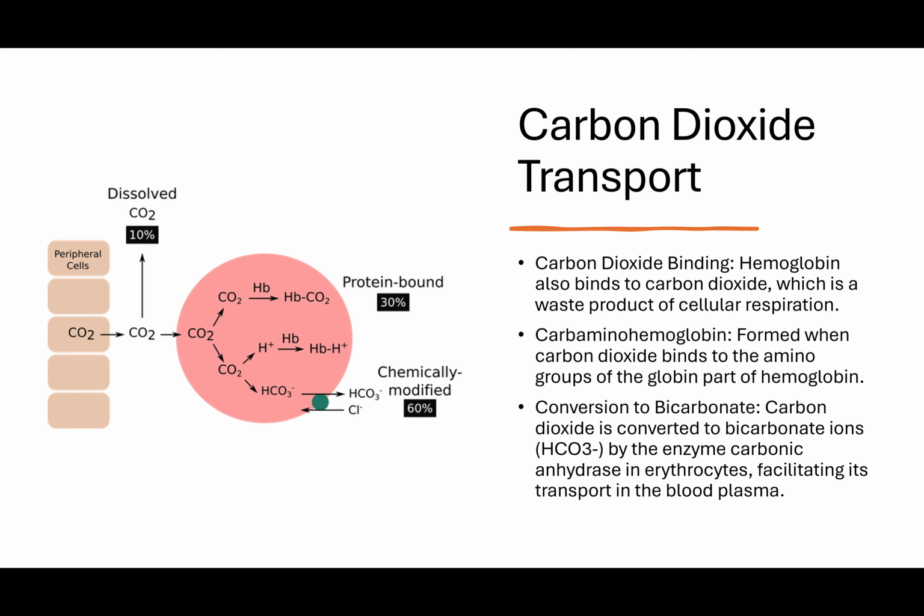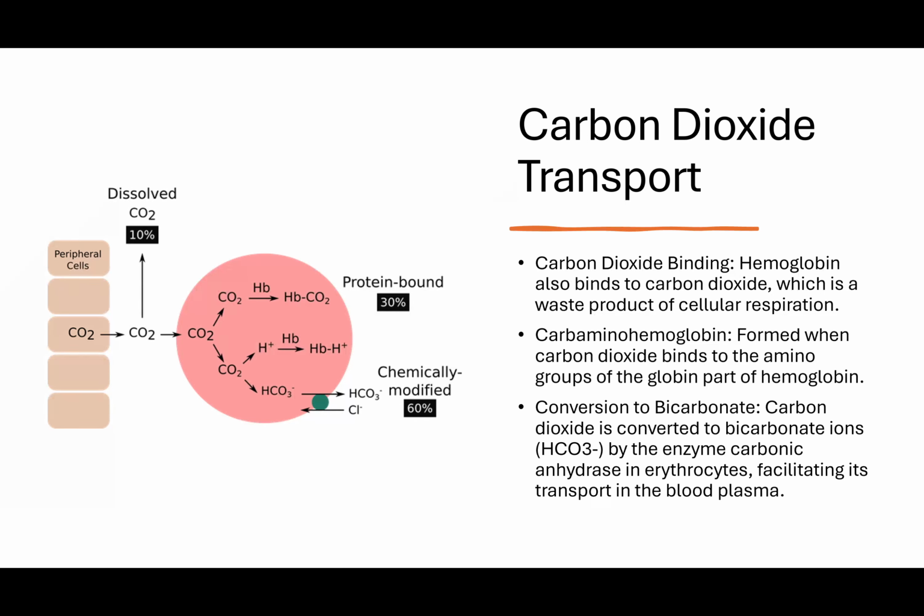And in the conversion to bicarbonate, the carbon dioxide converts to bicarbonate ions by the enzyme carbonic anhydrase in erythrocytes, facilitating the transport in blood plasma. So remember chemistry unit 1 when we talked about the hydrogen carbonate blood buffer? Hemoglobin is what causes it.